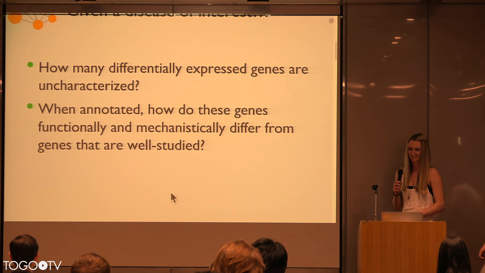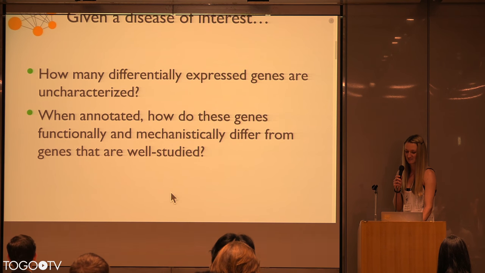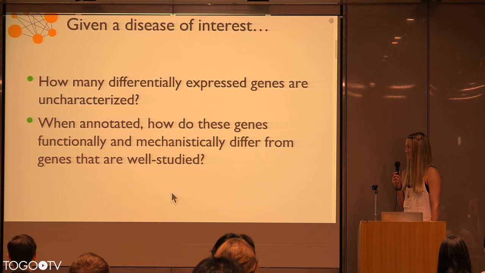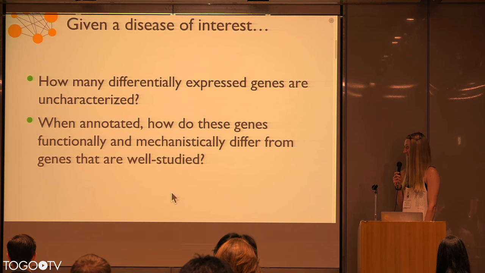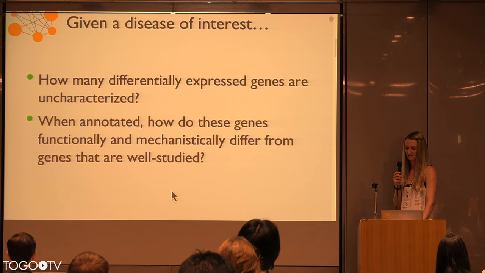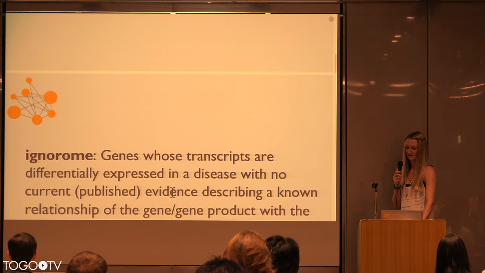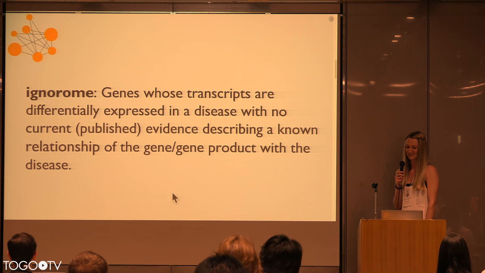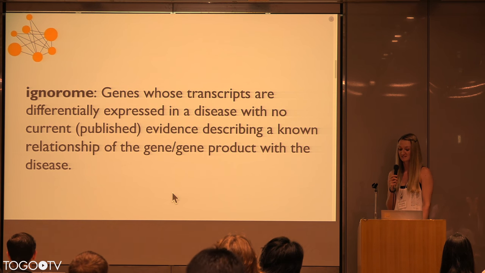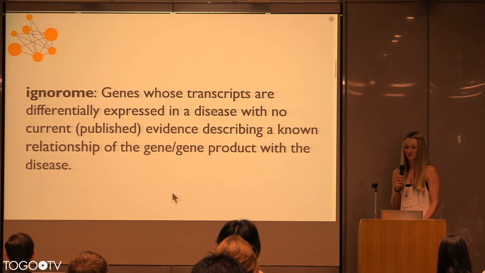That'll be fine. Okay. So this project really hinges on two questions. Given a disease of interest, how many differentially expressed genes are uncharacterized? And when we annotate them, how do these genes functionally and mechanistically differ from genes that are well studied? This idea has been coined as the ignorome. It focuses on genes whose transcripts are differentially expressed, but there's no currently published evidence that connects either the gene or the gene product to the disease itself. So it's a really interesting and potentially fruitful area for doing inference over.